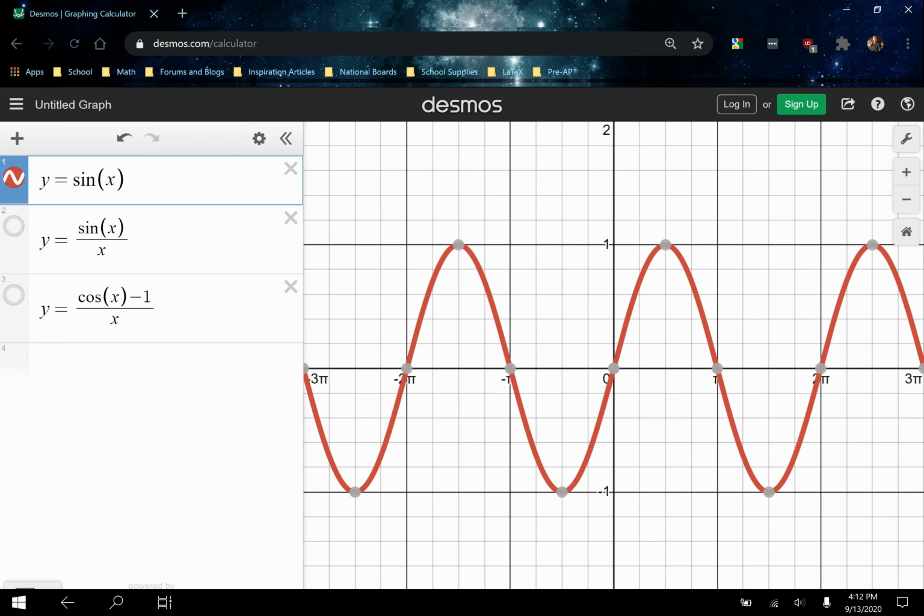Now, we know some functions that repeat every 2 pi. In particular, sine and cosine repeat every 2 pi. So my guess is the derivative of sine is going to be somehow related to either sine or cosine.